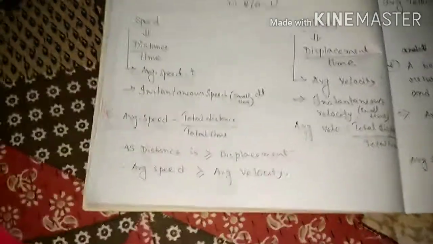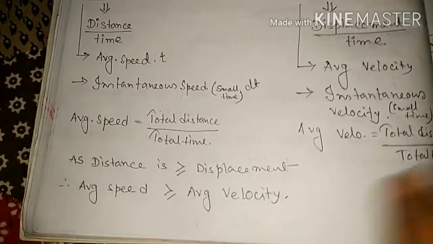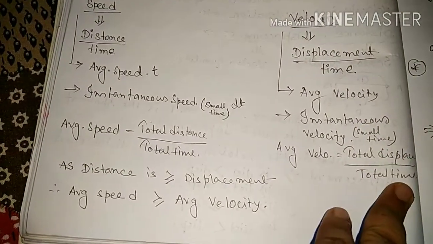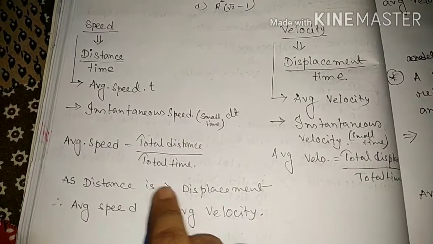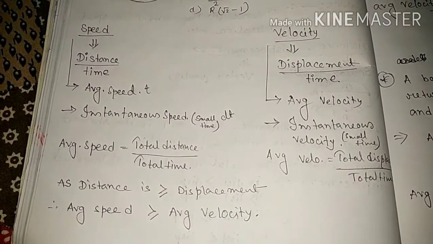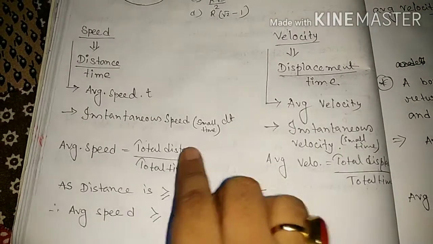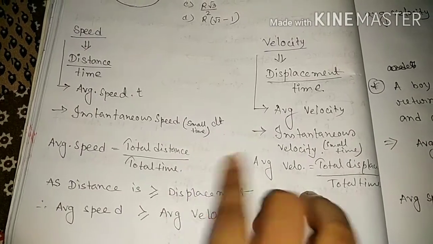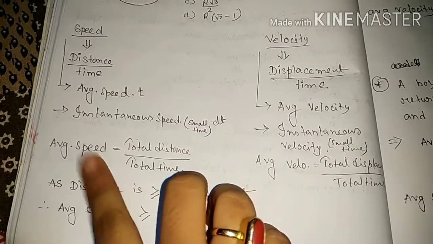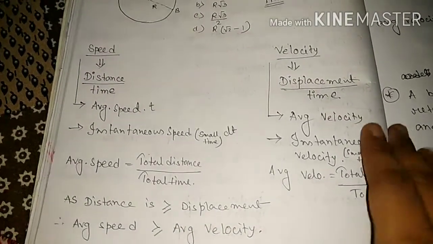Average speed means total distance by total time, and average velocity equals total displacement by total time. We define it this way. We know that distance is greater than or equal to displacement, so average speed is also greater than or equal to average velocity. If we put it here, total time cancels on both sides. So total distance is greater than or equal to total displacement. That means average speed is also greater than or equal to average velocity.